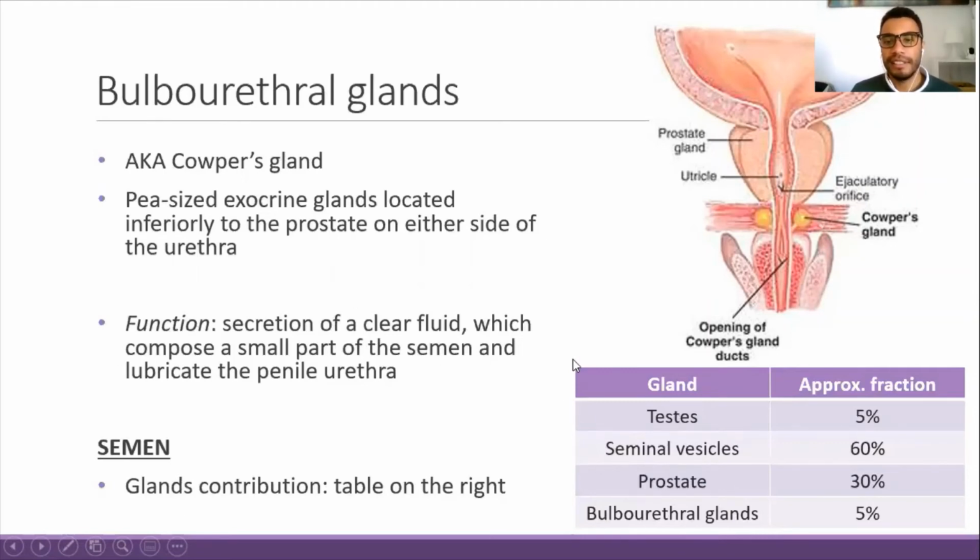In this box, this table here, we can see the semen glands' contribution. Okay, so we have those glands here that are responsible for making up semen: the testes, the seminal vesicles, the prostate, and the bulbourethral glands, and those are the approximate fraction of each gland for the total semen contribution. So the seminal vesicles are the most important and contribute the most to semen production.